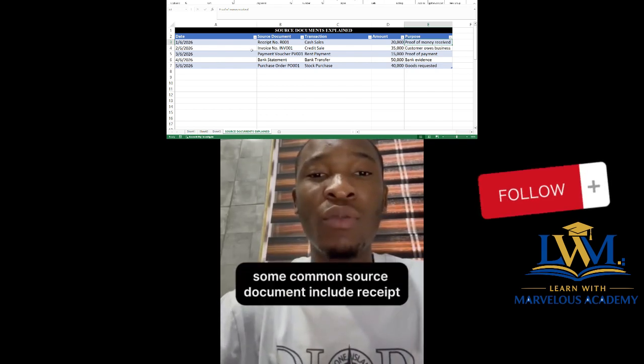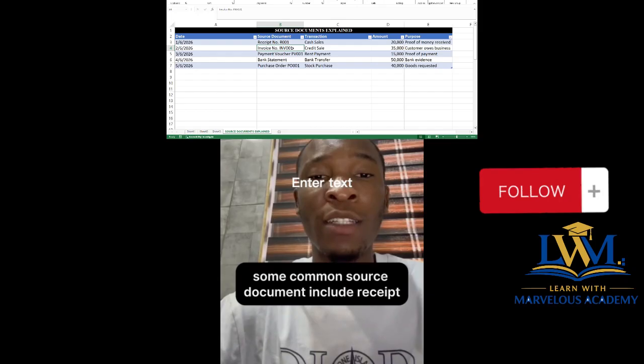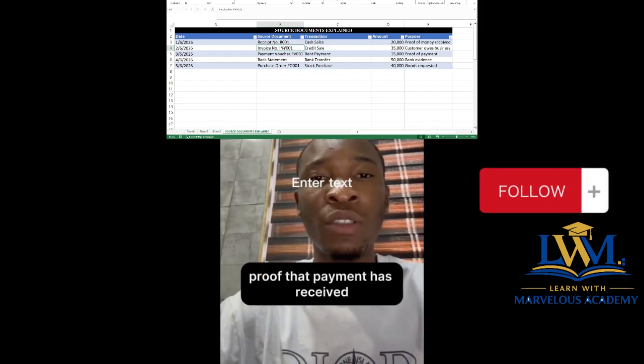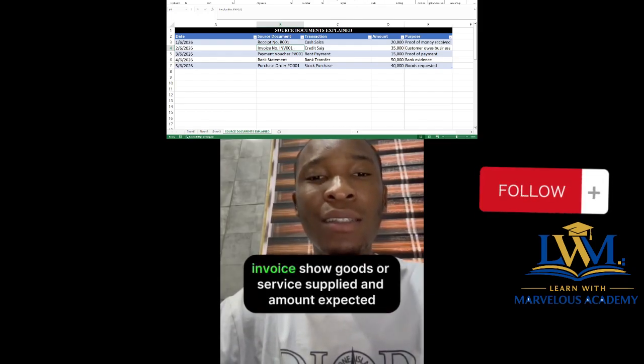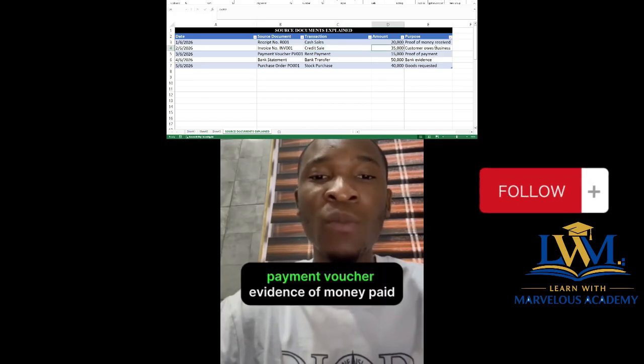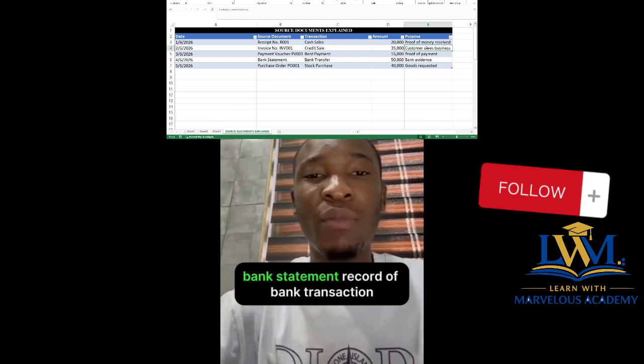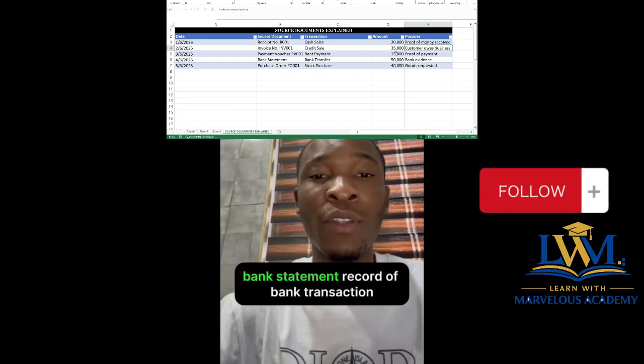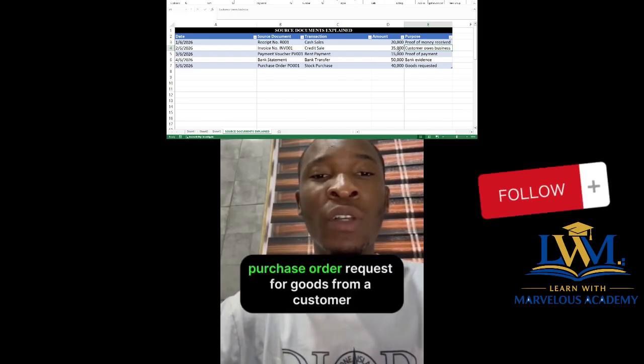Some common source documents include: receipt, proof that payment has been received; invoice, shows goods or service supplied and amount expected; payment voucher, evidence of money paid; bank statement, record of bank transactions; purchase order, request for goods from a customer.